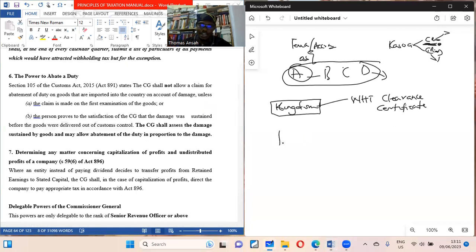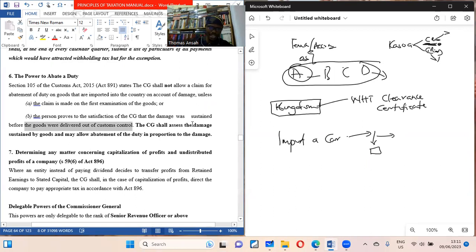So if I import a car, and when it came to Ghana, somewhere at the port, they mistreated the car and it has caused certain damage. I have the right to ask the Commissioner General, please, since this happened under your control at the port, kindly reduce the duty for me. Let me use the reduced duty to go and repair the damage that you made happen under your control. And if you are able to prove that, then the Commissioner General shall assess the damage sustained by the goods and may allow an abatement of what? The proportion of the damage. All right, so that is that.